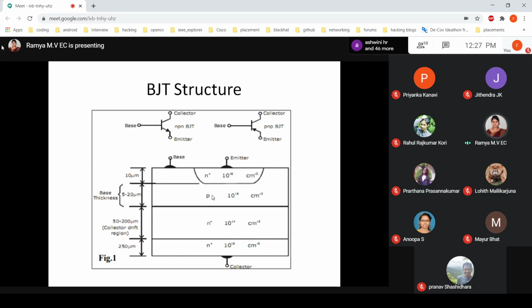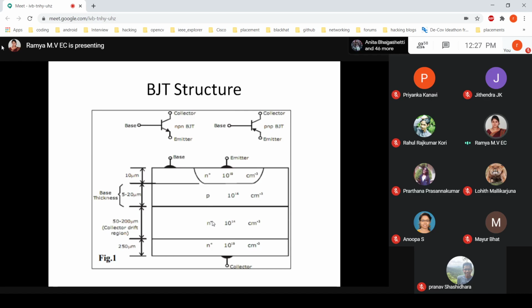Similar to that, here also we have a lightly doped base layer, as well as another layer called the collector drift region, which is lightly doped. So what you can understand here is that the doping structure of power devices will be different when compared with conventional devices. All these things we are seeing are very important.